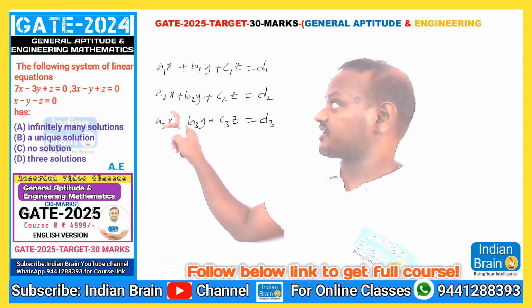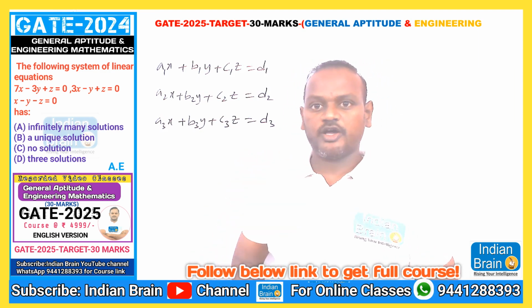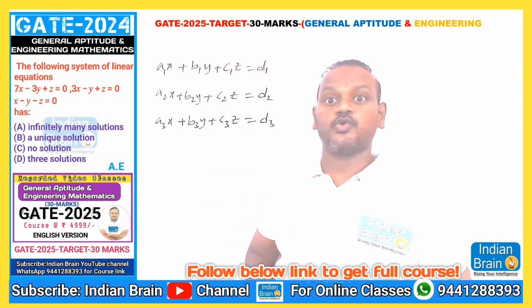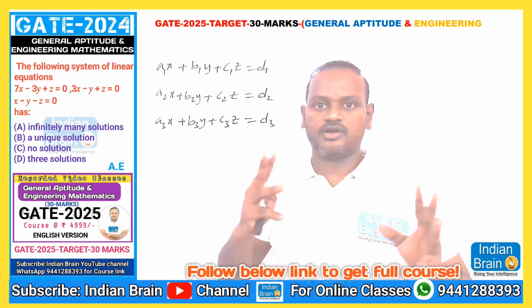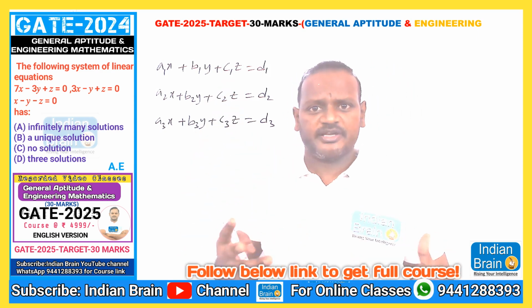What are those variables actually? X, Y, Z. Three different variables are there, right? So whenever you have a three variable linear equation, we should have three equations to solve. Yes or no? To find the roots, we should have three equations minimum. This is the basic concept, right?